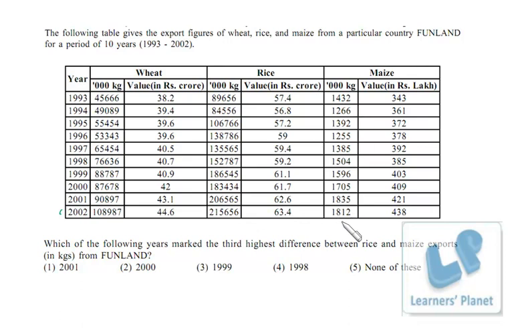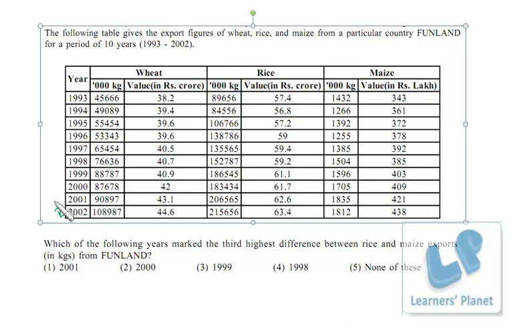So don't go for the actual difference. You just try to find out. That's 2,15,000. It's 1812, and the difference between these two is 9,000-10,000, but here the difference is like 20-30, right? So 2002 is the highest difference between rice and maize, and second is this. 2002 is first, then this is second, then we see the third.